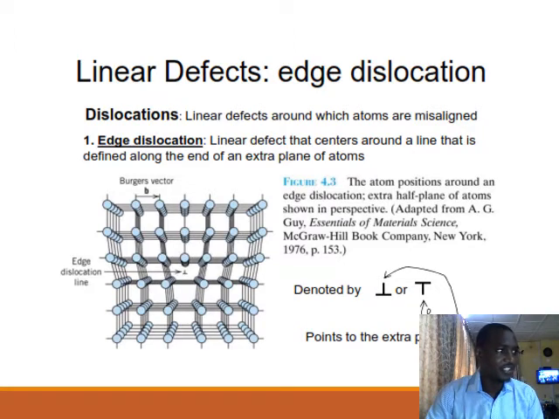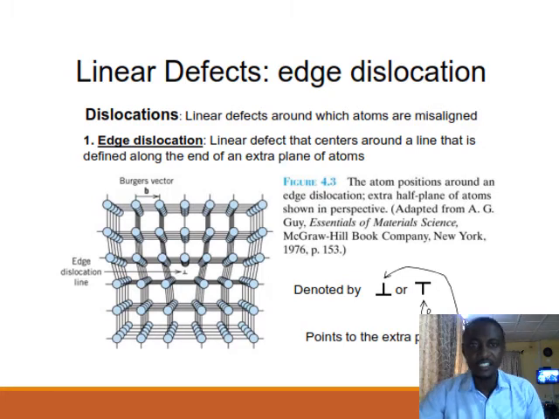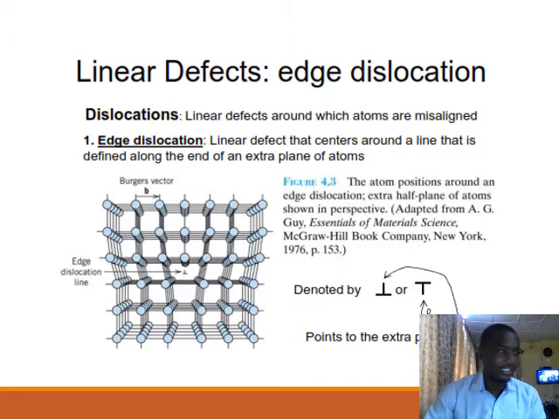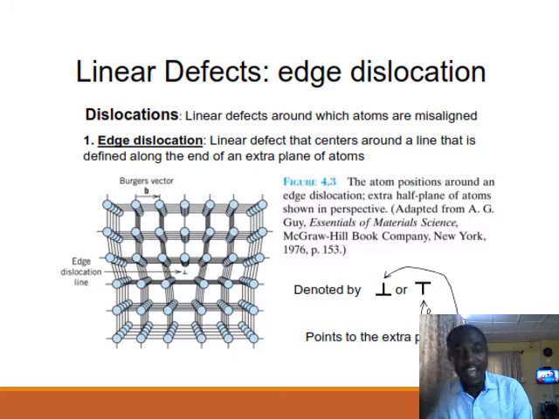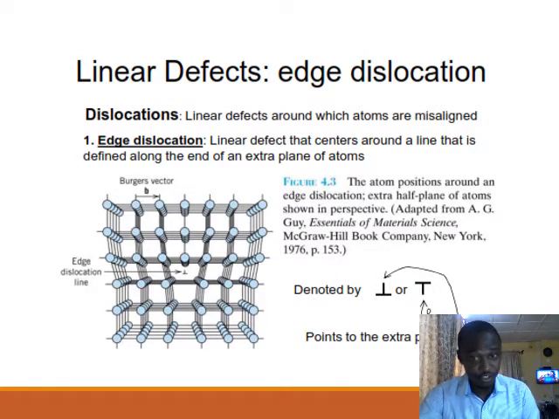We now go to the linear defect, which is the one dimensional defect. So once you talk about the linear defect, what comes to mind is the dislocation. So what comes to mind is dislocation. So the linear defect is one that is explained by either an edge dislocation or a screw dislocation. So we are just going to try to understand what a line defect is, and then we proceed.